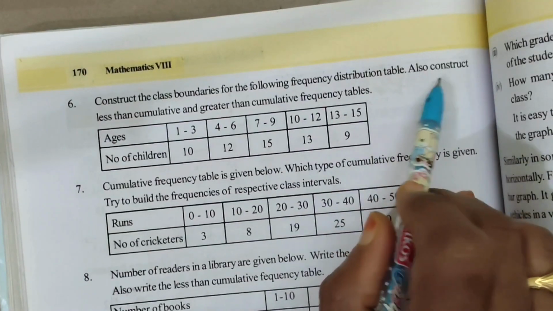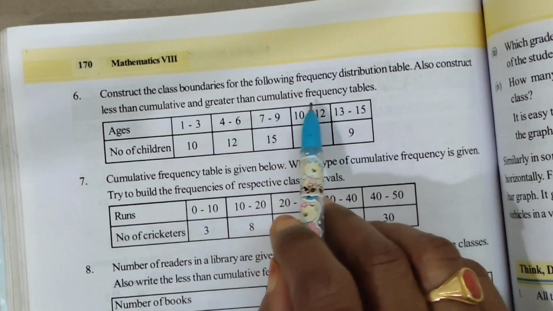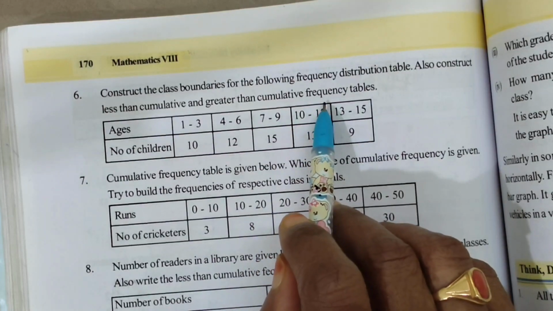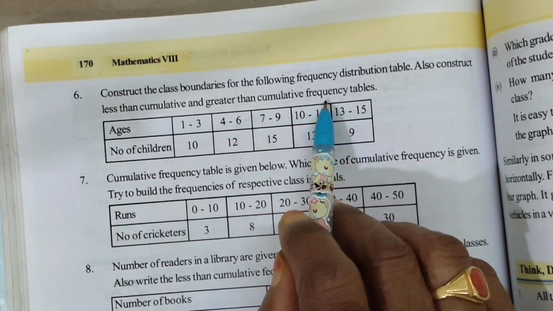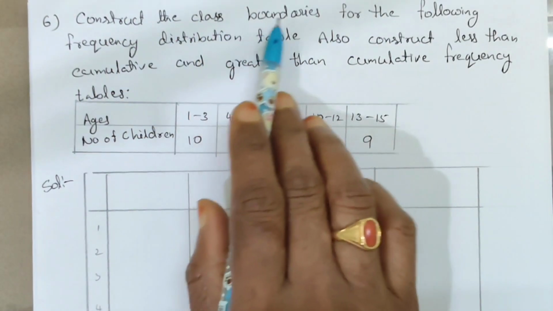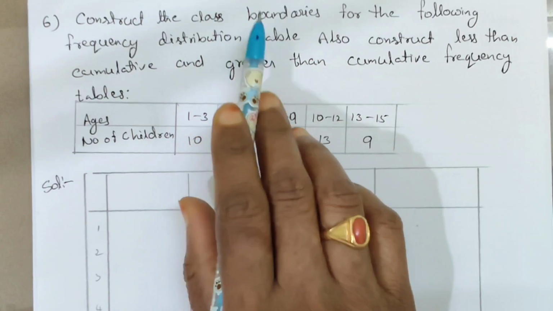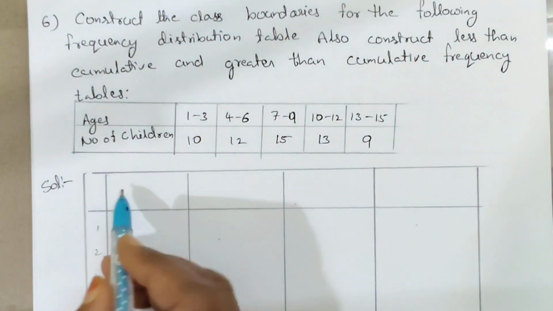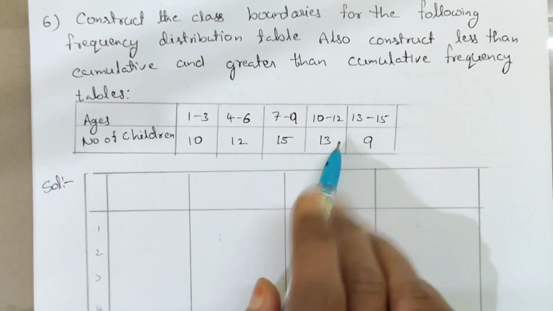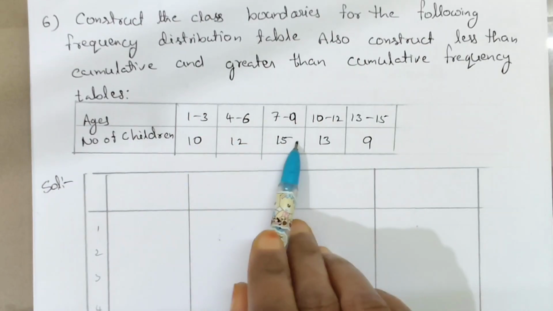So now we write the less than cumulative frequency and greater than cumulative frequency. Now construct the class boundaries. First we write the frequency distribution table as it is. Here ages are given, next the number of children is given. So here there are 5 columns.